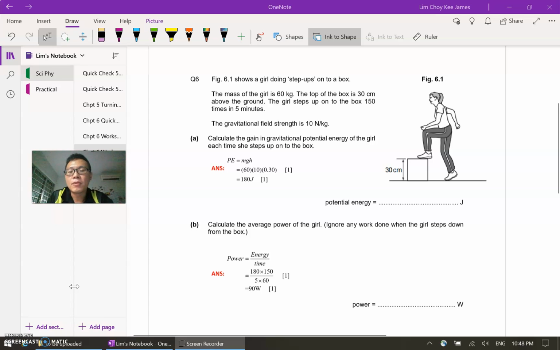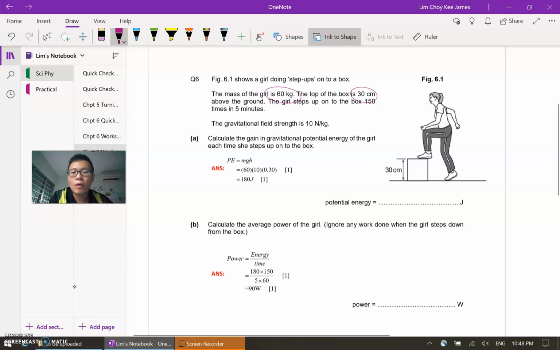Before we look at the question, same as before, let's analyze the question first. The mass of the girl given is 60 kg. After that, the height of the box is 30 cm. Same thing here, we are looking out for the values given. Take note, try to change this to SI unit first.